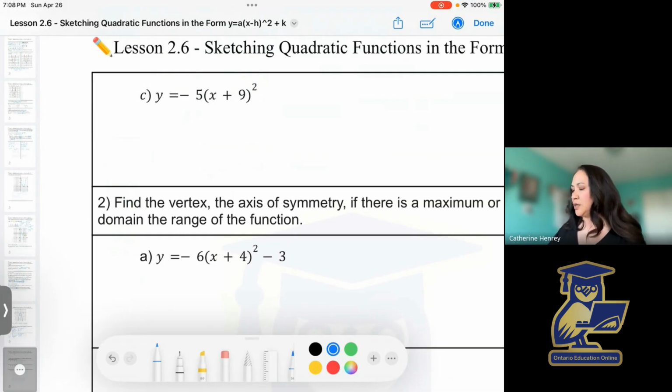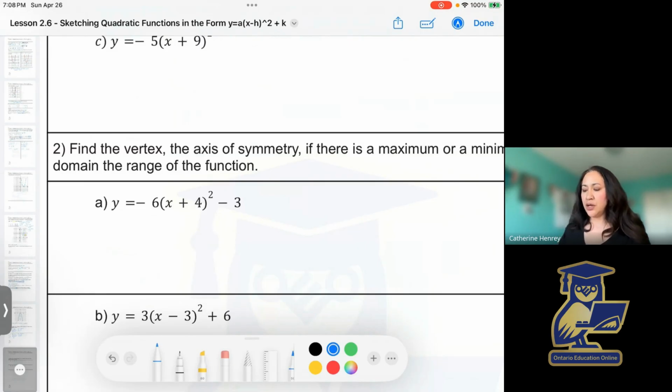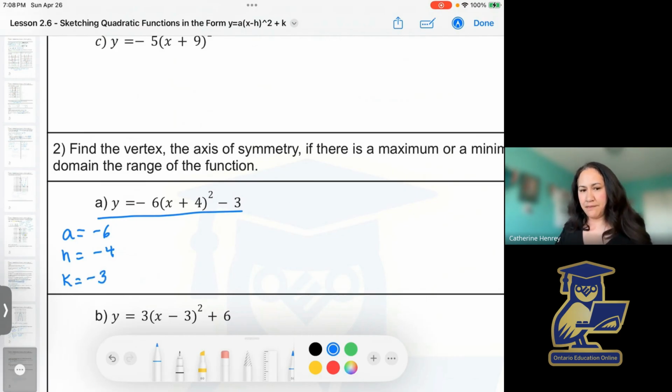But we're going to take a look at example 2, finding the vertex, axis of symmetry, maximum, minimum, domain, and range. And this time the vertex form of this quadratic looks a little different. Here we have an A that is equal to -6. We have an H that is equal to -4. Again, opposite sign to what's inside the brackets. And we have a K that's equal to -3. So our vertex here for this function is (-4, -3).